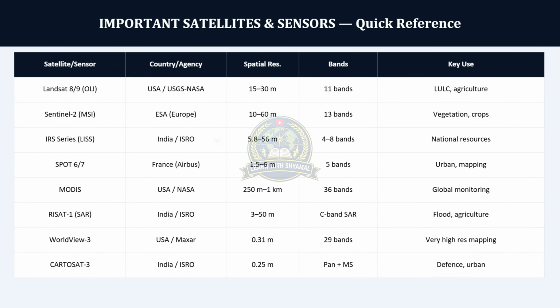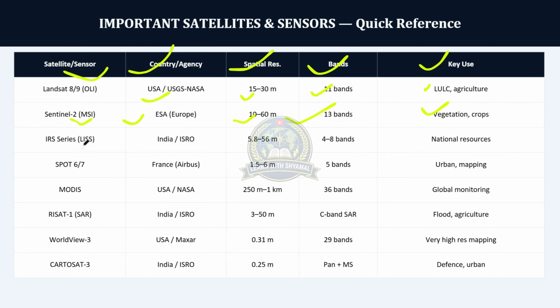Okay, some important satellites and sensors. Quick reference: satellite sensors, country and agencies, spatial resolution, bands and key use. Landsat 8/9 OLI, USA, USGS, NASA, resolution 15 to 30 meter, 11 bands, key use LULC and agriculture. Sentinel-2 MSI, ESA, that means European Space Agency, spatial resolution 10 to 60 meter, 13 bands, key use vegetation and crops.